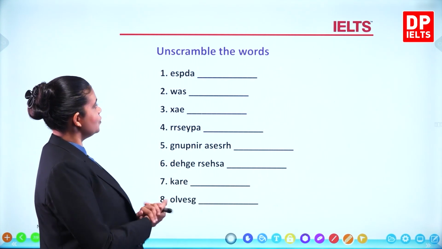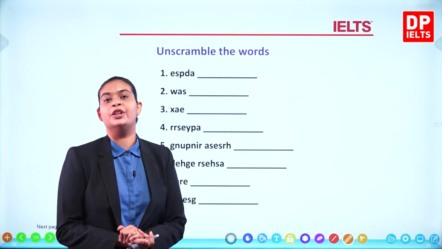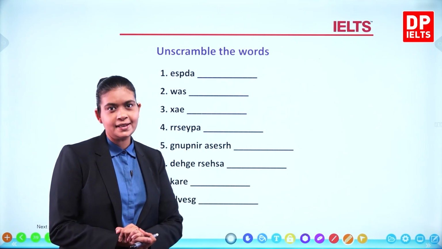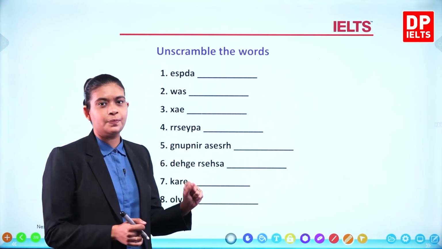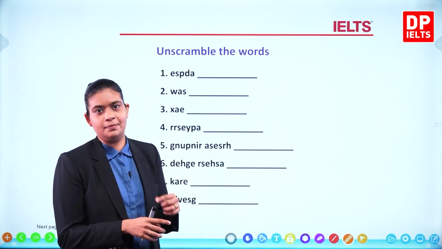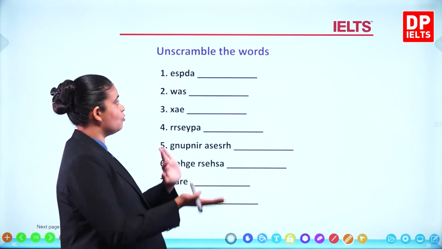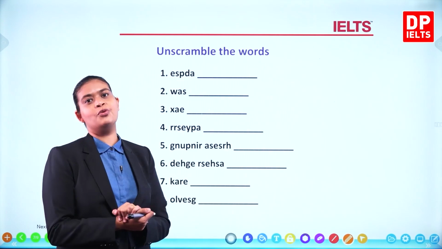Now, you have to unscramble the words. Right? Here, everything is mixed up. And what are you supposed to do? Unscramble it. Now, you have done this activity so many times with me. So, you know how to do it.